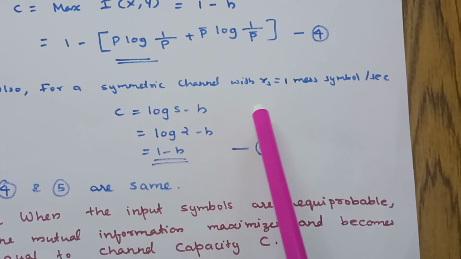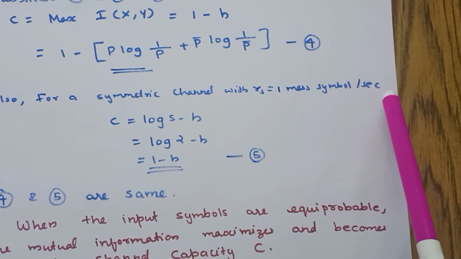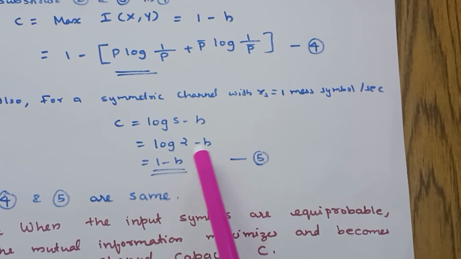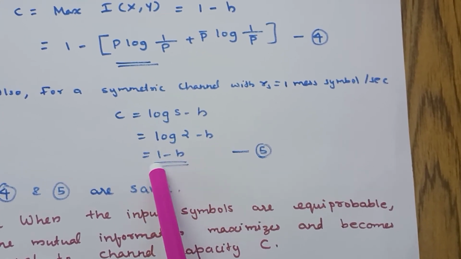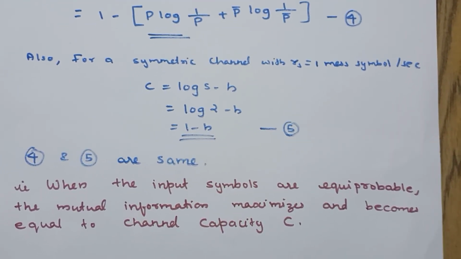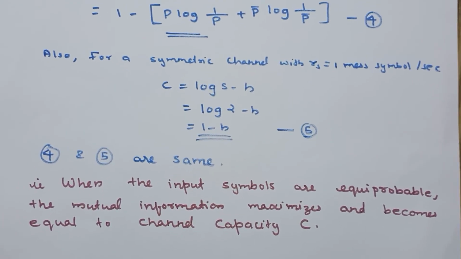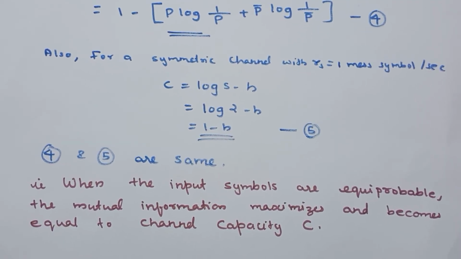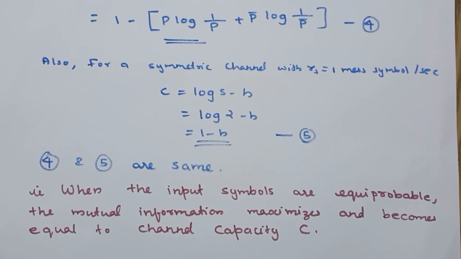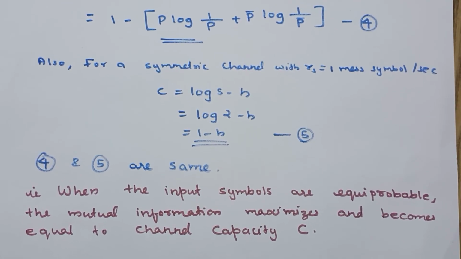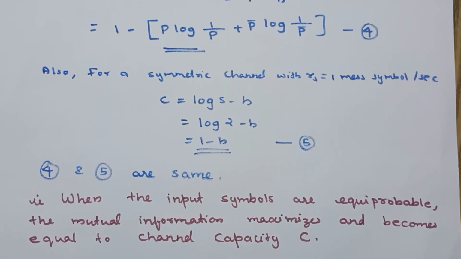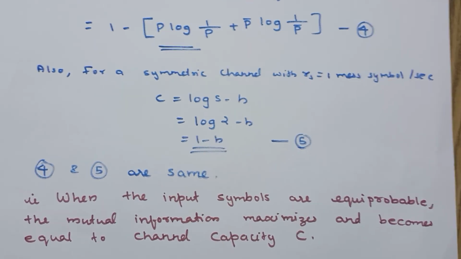Also, for a symmetric channel with R equal to 1 message symbol per second, C is equal to log S minus H, where S is the number of source symbols, that is log 2 minus H, that is 1 minus H. Both equations 4 and 5 are the same. That is, when the input symbols are equiprobable, the mutual information maximizes and becomes equal to channel capacity. Again, for the binary symmetric channel, channel capacity C is equal to 1 minus H, where H is equal to P log 1 by P plus P bar log 1 by P bar.